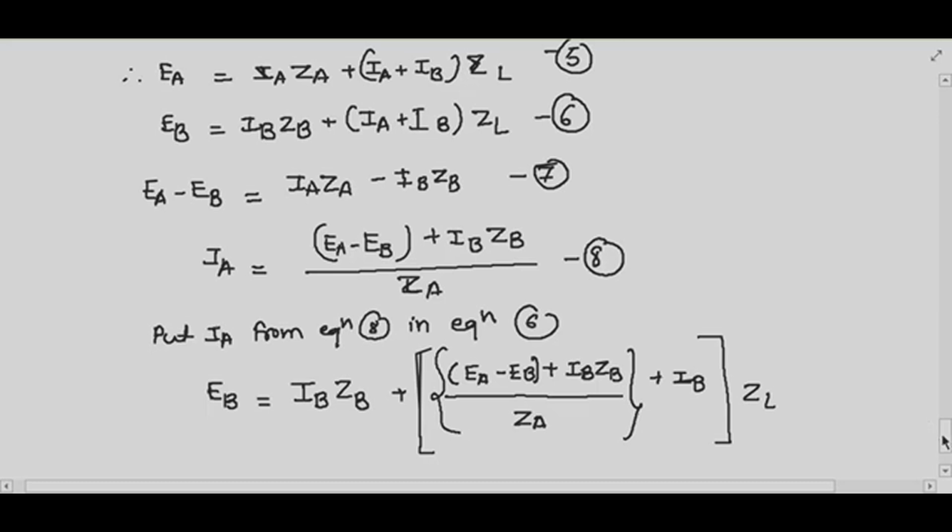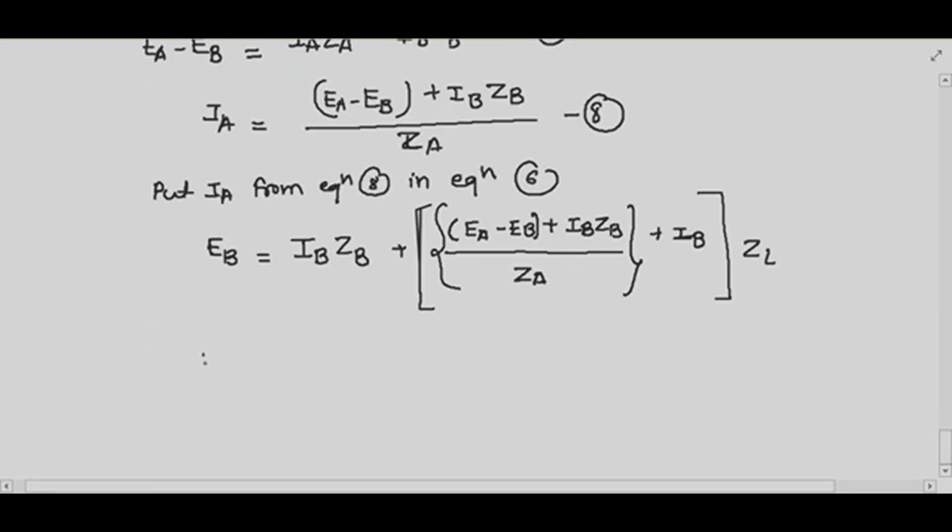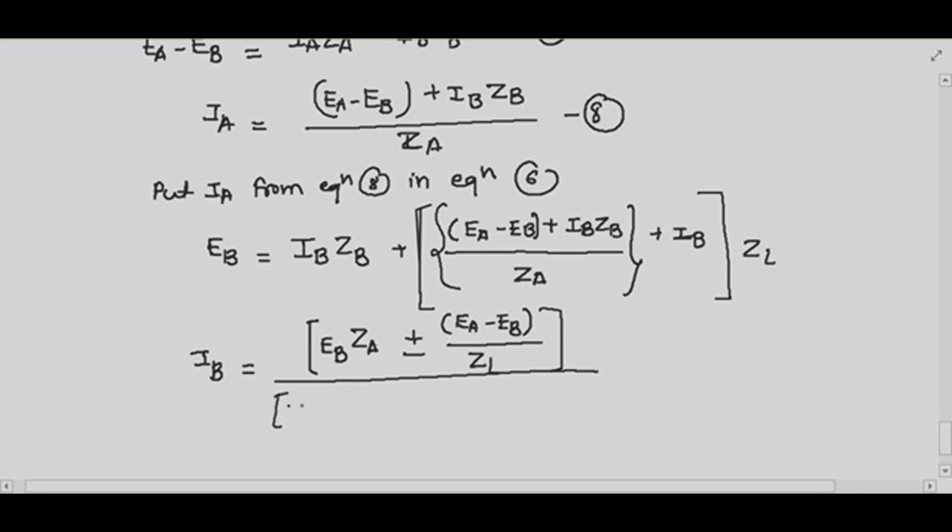So what is IB from this? IB from this we will get equals to EB into ZA plus minus EA minus EB divided by ZL upon ZAZB plus ZL into ZA plus ZB.